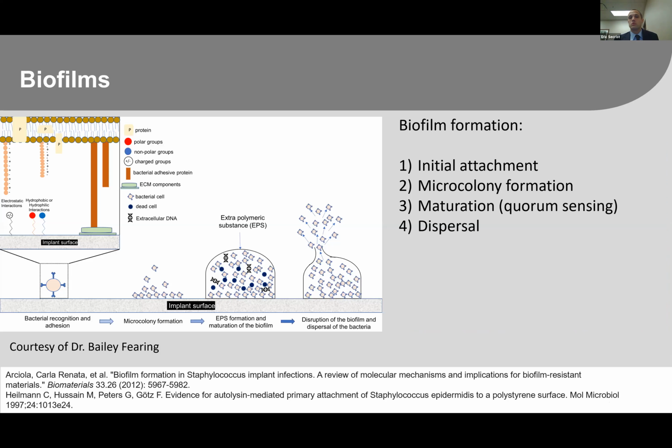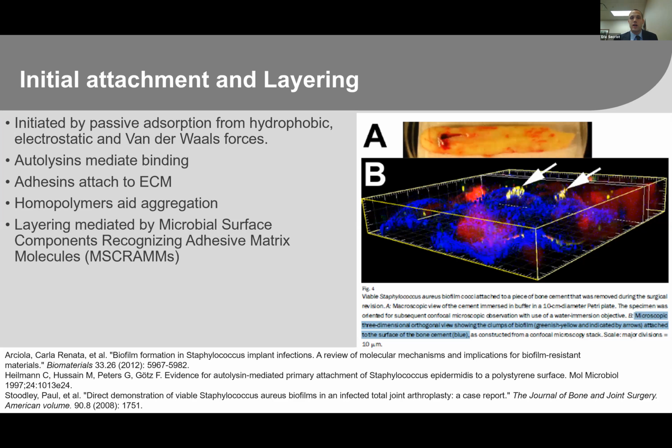Biofilm formation goes through a series of 4 steps. There's initial attachment, then formation of a microcolony, maturation through quorum sensing, and dispersal. The initial attachment is all driven by passive adsorption from hydrophobic, electrostatic, or van der Waals forces, which essentially means the bacteria just fall onto the implant. However, once they've gained a foothold, there is a much more active process involved in aggregating and layering the bacteria, which involves multiple different proteins.